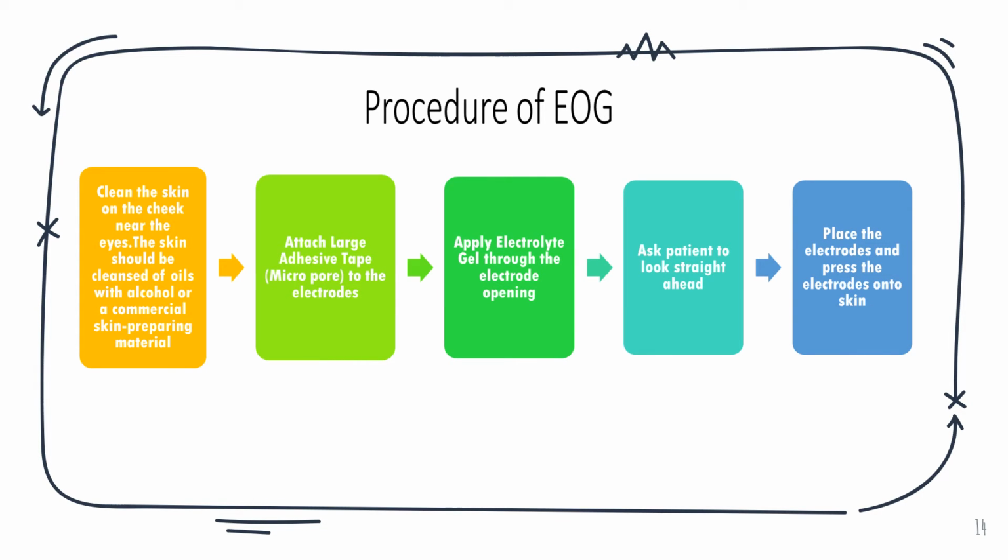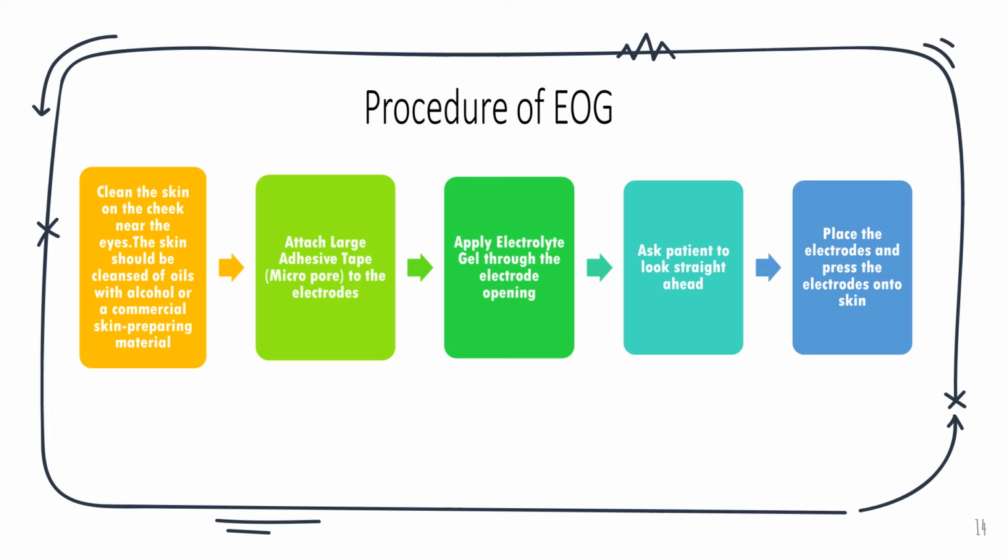So we proceed to the procedure of EOG. First, clean the skin on the cheek near the eyes. The skin should be cleansed of oil with alcohol or commercial skin preparing material. Next, attach large adhesive tape or micropore to the electrodes. Apply electrolyte gel through the electrodes' opening.